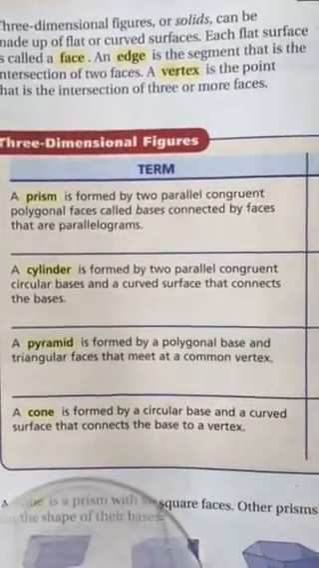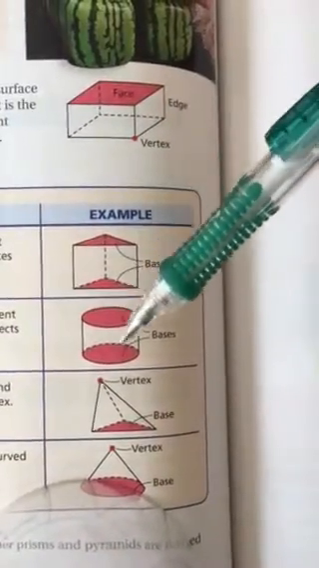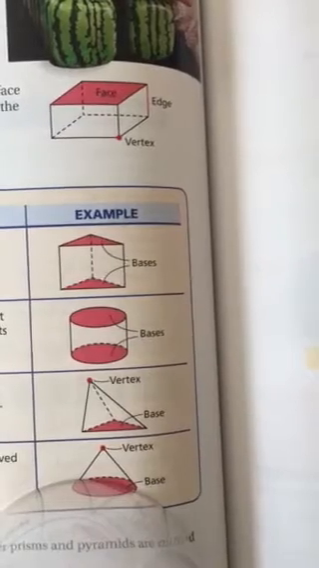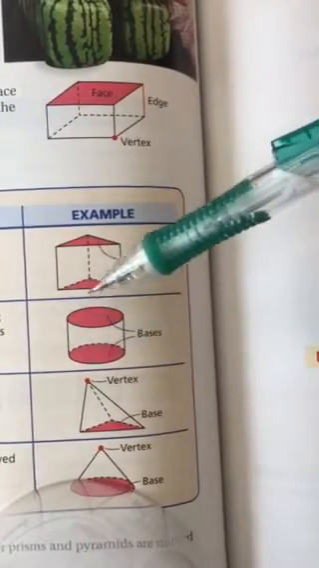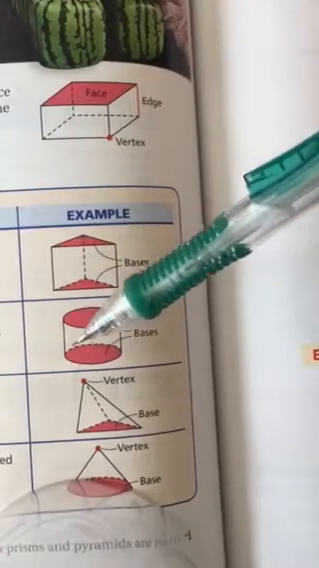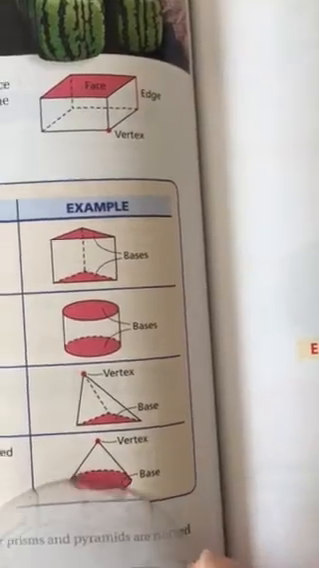Now let's move on to a cylinder. A cylinder is formed by two parallel congruent circular bases. Let's look at that. Two parallel circular bases, so one on top, one on bottom, and a curved surface that connects the base. So we don't have a polygonal face that connects those two. We have this curved surface that makes the side all the way around.